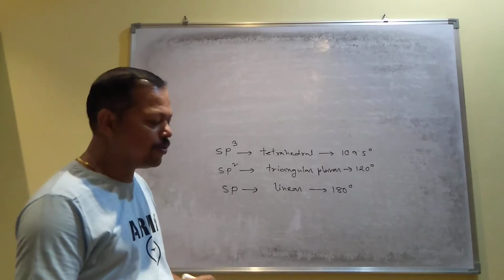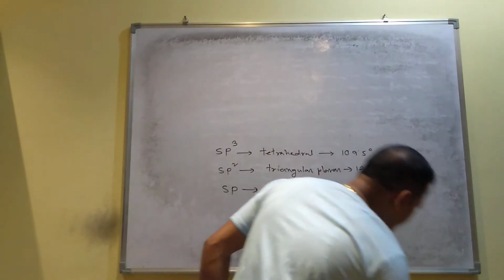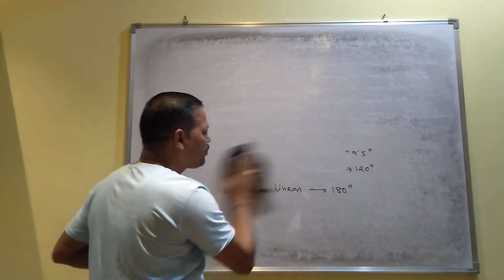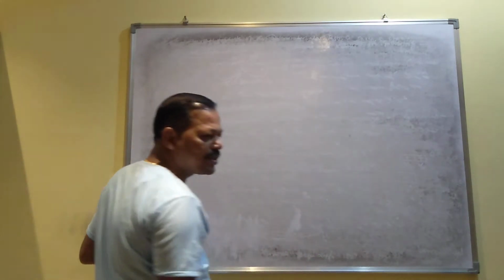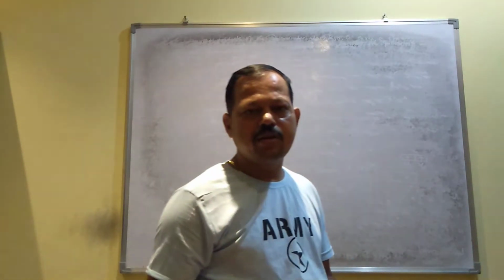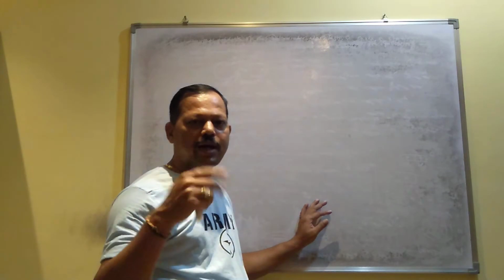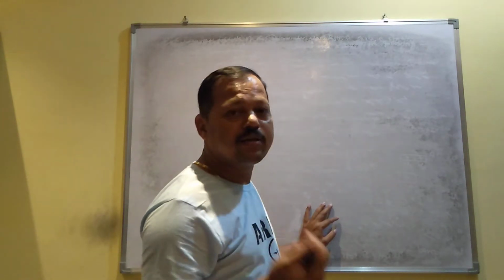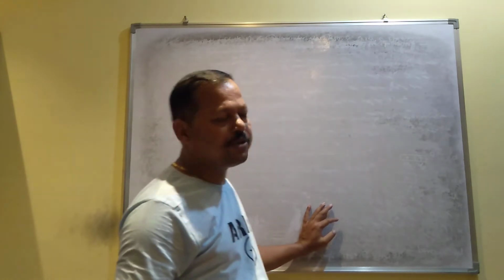Now, in case of carbon compounds, as I have told you, if a carbon is single bonded, you can find out the hybridization directly: sp3. If carbon contains a double bond, directly you can say sp2. If carbon contains a triple bond, then directly sp hybridization. Directly you can find out.